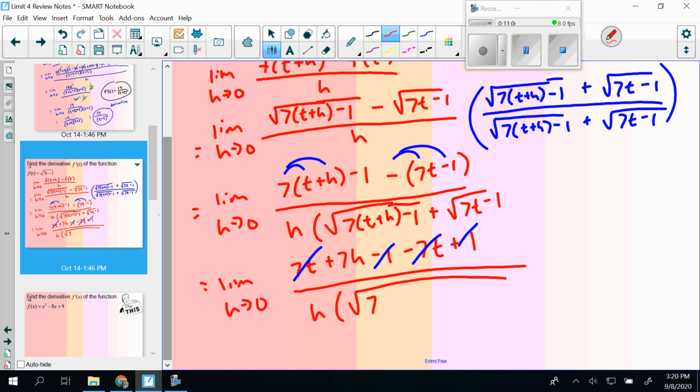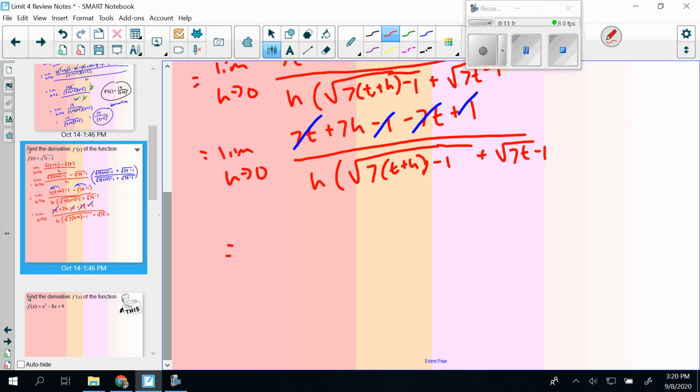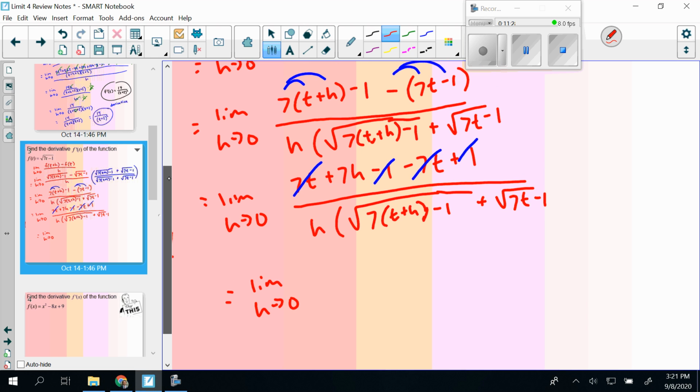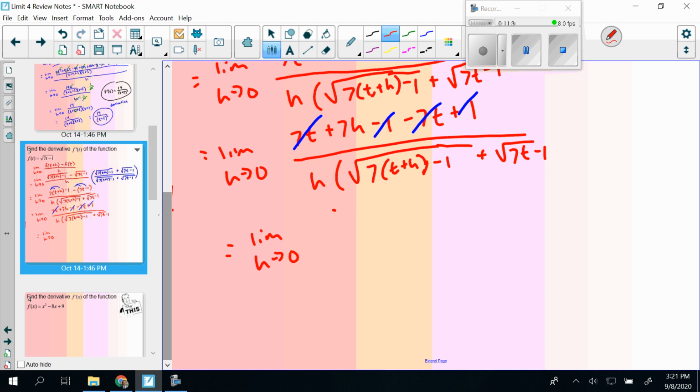So now it looks like this. Should be minus 1. And then next step, what we want to do is try to simplify even more. So now our top just becomes all that's left there after we cancel out, it looks like it's just that 7h.